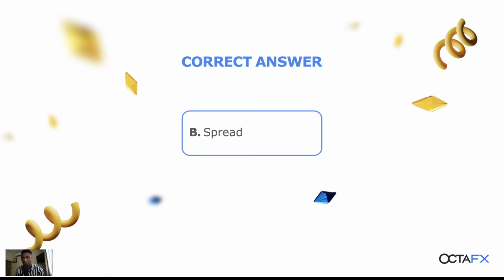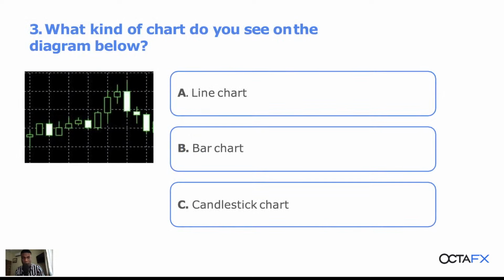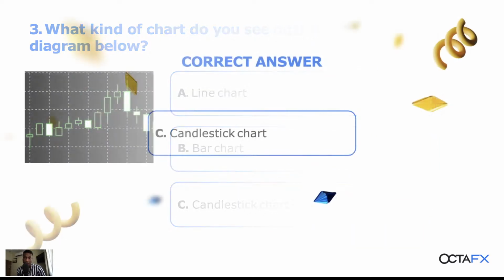The space between these two prices is referred to as the spread. So we're going to go over to question number 3. What kind of chart do you see on the diagram below? Option A was line chart, B was bar chart, and C was candlestick chart. Only one of these options can be correct, so let's see which one it is.